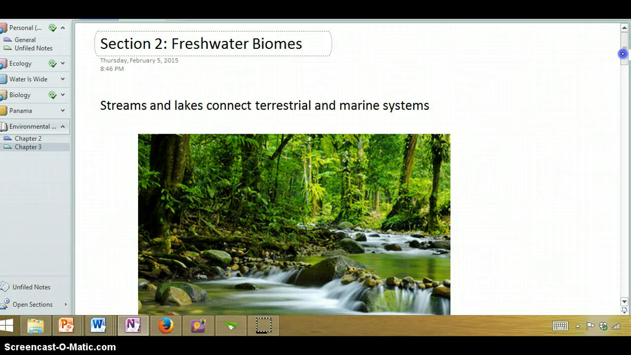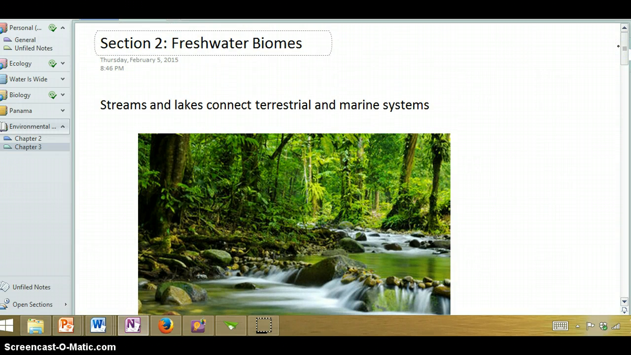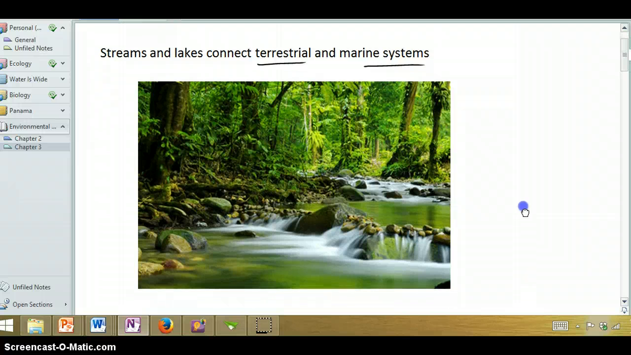All right, now let's continue a little bit. We'll talk about freshwater systems. We have a little bit of time here. So streams and lakes. As is pointed out in your book, they are systems that connect terrestrial systems, the land, to marine systems, because of course water flows downhill, and the water that leaves the land will ultimately end up in the oceans, the marine systems, the saltwater systems.